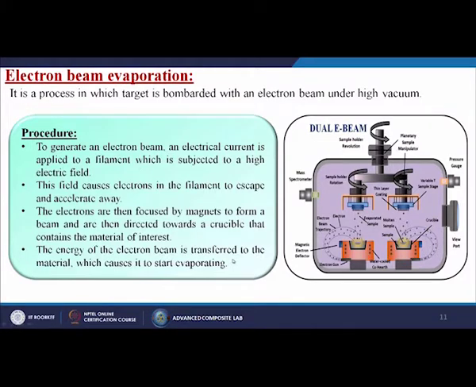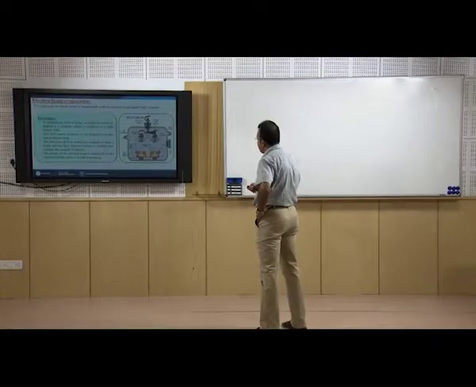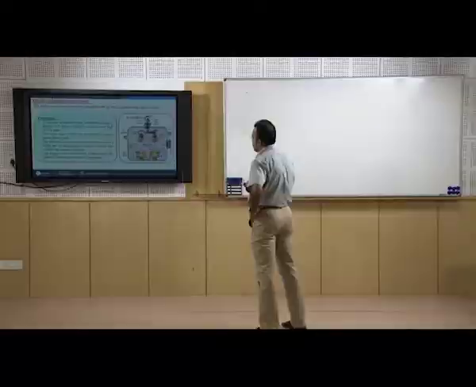So, from this particular figure we can understand that we have a crucible, there we are generating the electron gun, then we are using the magnets, and through those magnets the electron beam falls directly onto the crucible materials. It makes the vapor of the target material, and then that vapor goes directly and deposits onto the substrate itself.